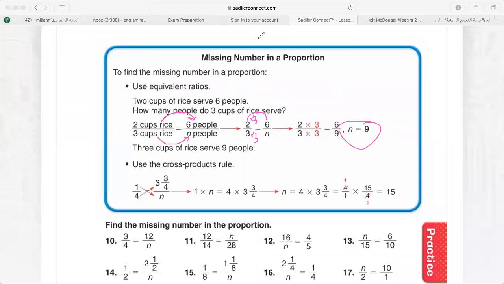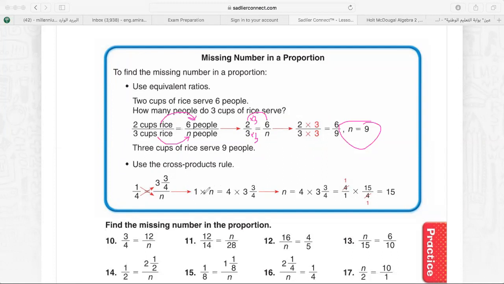I have another way: use the cross products rule. So I have 2 ways to find the unknown part in 2 fractions, whether to use the way that we solved yesterday, comparing the complete part with the incomplete part, or to use the cross products rule. What is the cross products rule? Like what we have learned now: 1 multiplied by n is equal to the other 2 numbers multiplied by each other.